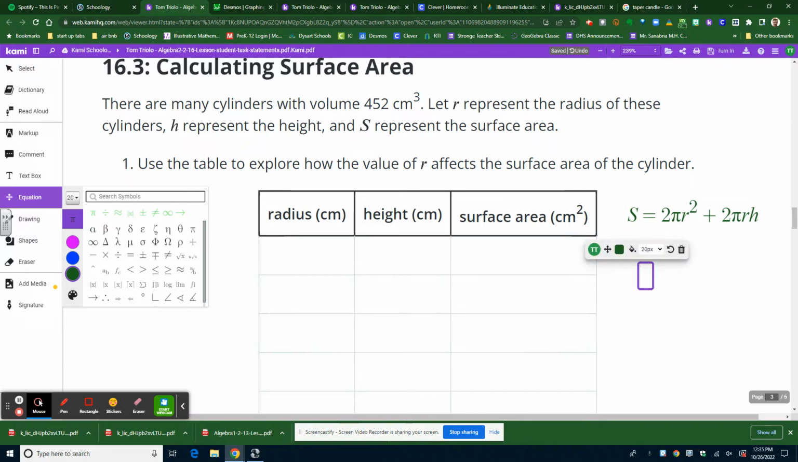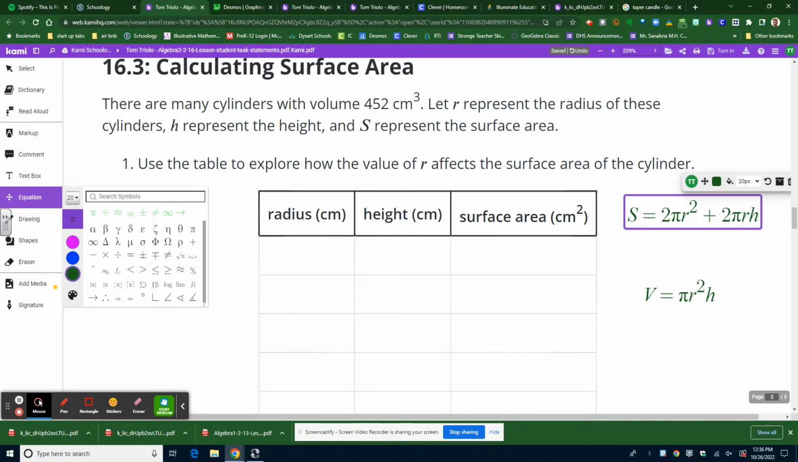We had volume was equal to, let's just use the formula. Sorry. My bad. So V equals pi r squared h. Okay? Which part does this look closer to? The 2 pi r squared or the 2 pi r h? 2 pi r h. It's pretty close. It's got a lot of the same components, but not quite the same.